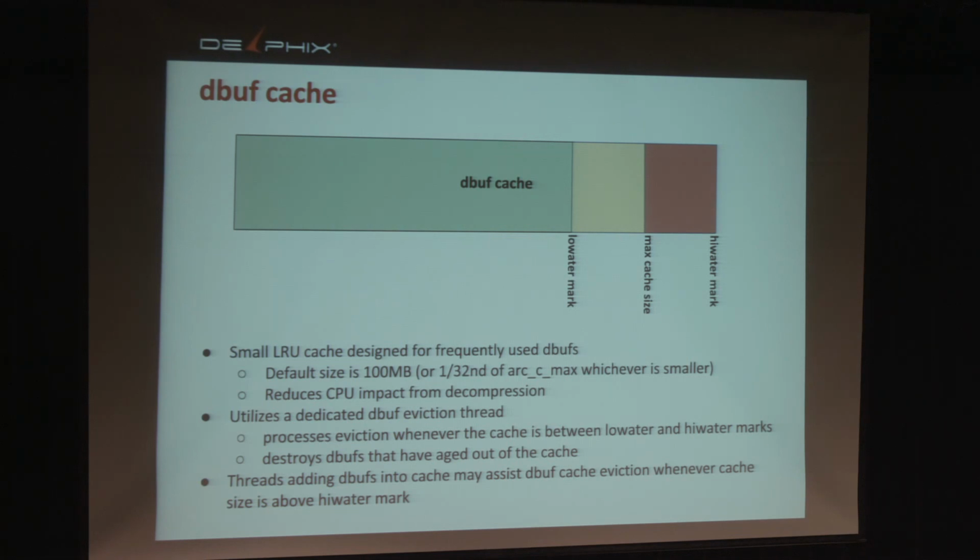By default, it's 100 megabytes, so it's relatively small. It has a dedicated eviction thread, which will evict blocks from the end anytime that we're between the low and high water marks. If that eviction thread can't keep up, we actually supplement the eviction process by utilizing the caller's context so that we ensure that we don't ever get to a situation where we simply have the dbuf cache actually grow unbounded. So the idea here is that any blocks that remain in the dbuf cache would remain uncompressed in the ARC until they age out of the cache. Once they age out of the cache, then the ARC is eligible to actually evict them out.